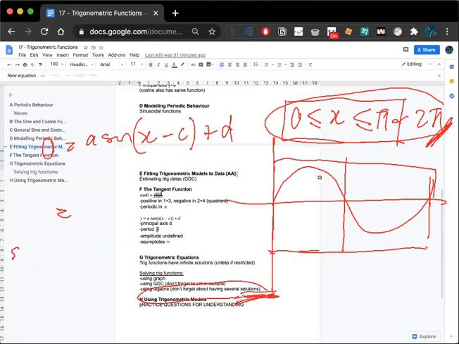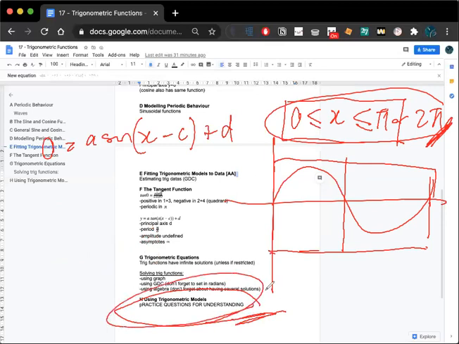Okay, and then last, we have using trigonometric models. For this, you've got to do lots of practice. You literally just need to do lots of practice so you can ace this part.